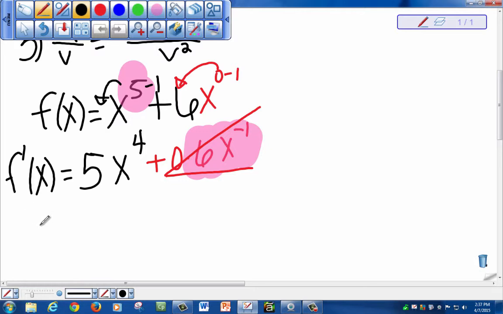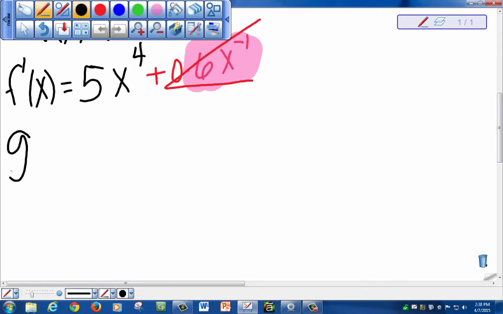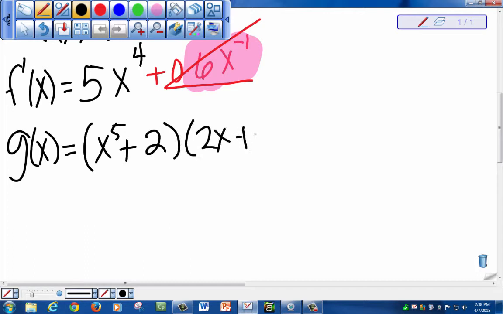So now let's say we have a different function, and I'm going to call this guy g of x equals x to the fifth plus 2 times 2x plus 1. Here you can go about by doing the FOIL system if you feel more comfortable using the power rule. But here we're trying to get you used to different forms of taking the derivative. So since I'm multiplying, whenever I see multiplication, I need to remember the product rule.